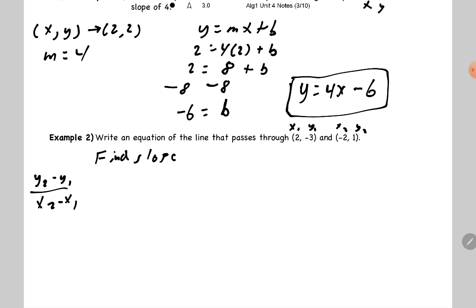So y values first. 1 minus negative 3 up top. And then negative 2 minus 2 on the bottom. So I'll get 1 plus 3 over negative 2 minus 2, which is negative 4. So 4 over negative 4 equals negative 1.